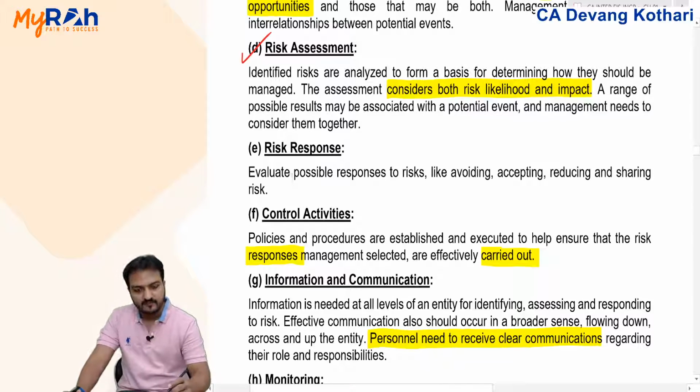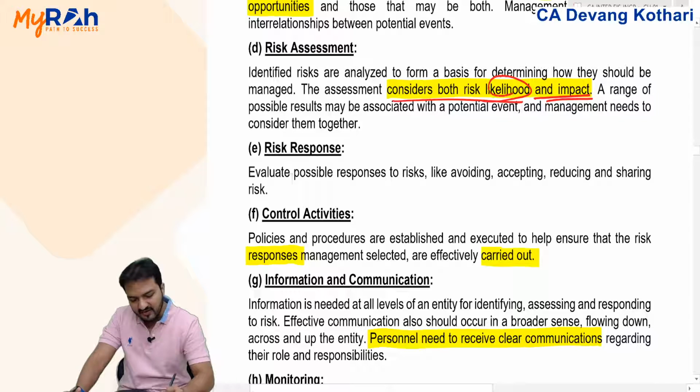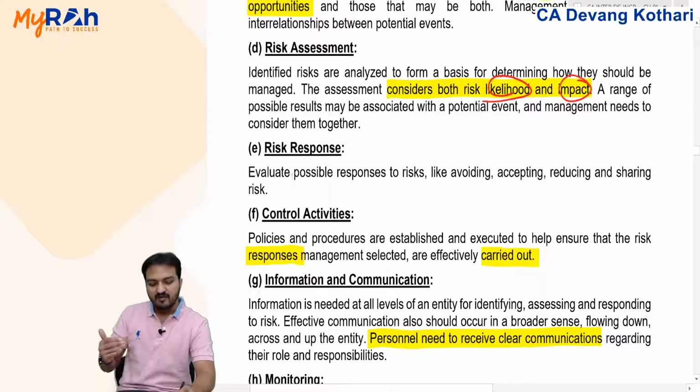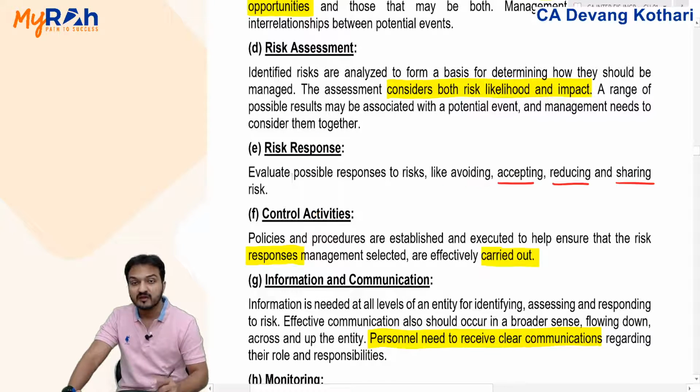Risk assessment. Once you identify the event, now you analyze the risk associated with that event. Consider both risk likelihood and the impact. Likelihood means the probability, impact means what damages it will cause. Decide risk response. So how will you respond to the risk? Avoid the risk, accept the risk, reduce or share the risk. We learnt about it.